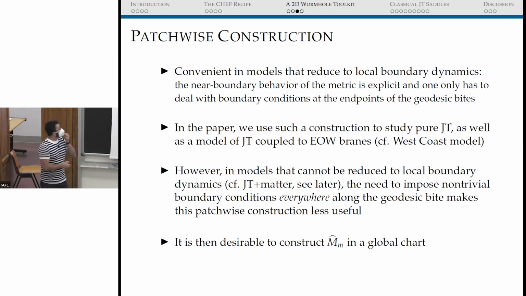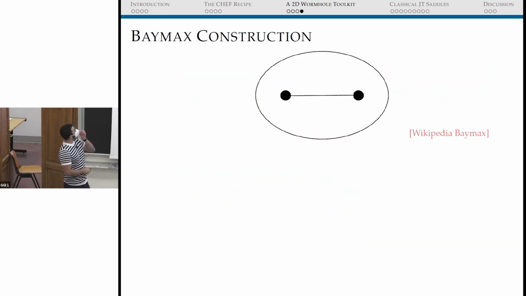But this model is not so useful if our theory doesn't reduce to just local boundary dynamics, because we would have to impose conditions along the full geodesic, and that's just not convenient. So in those cases, it's more desirable to construct some global chart that covers the full geometry. And so that's what we do next with the Baymax construction.